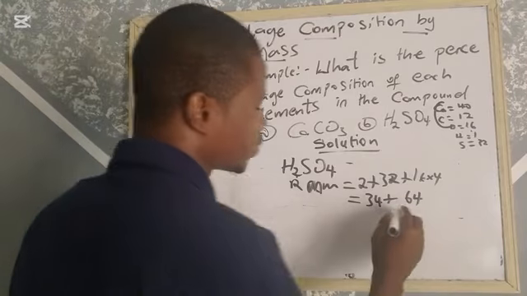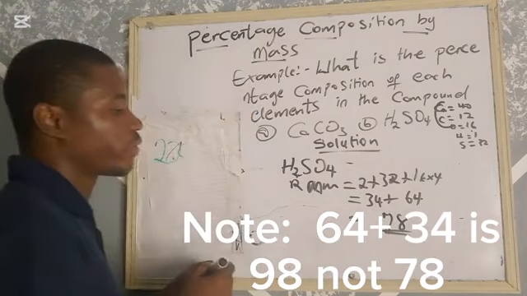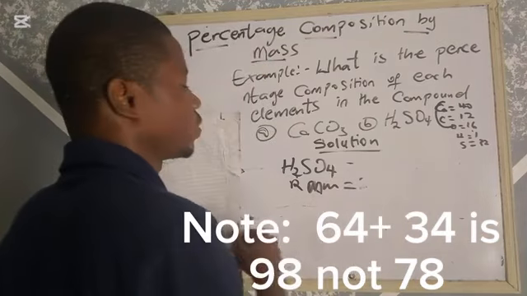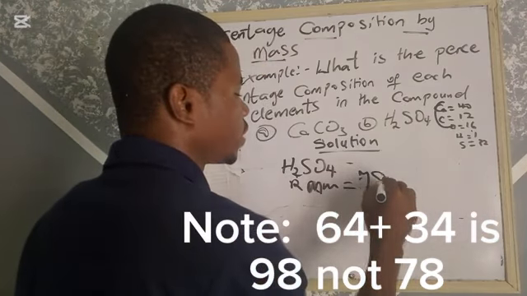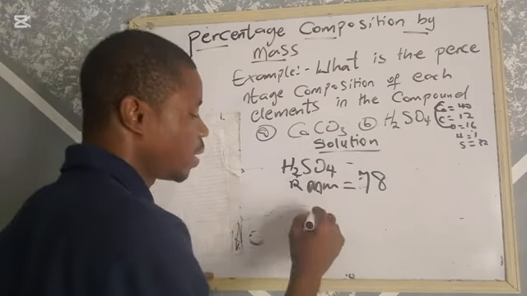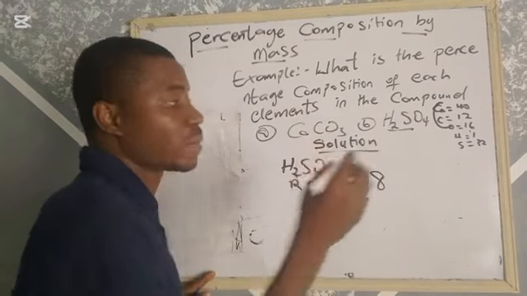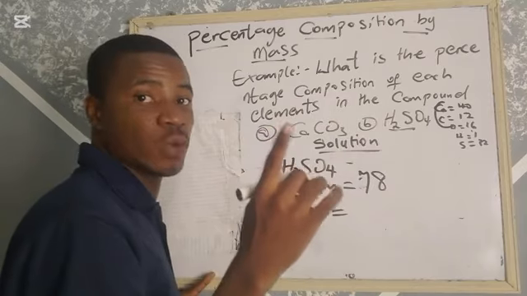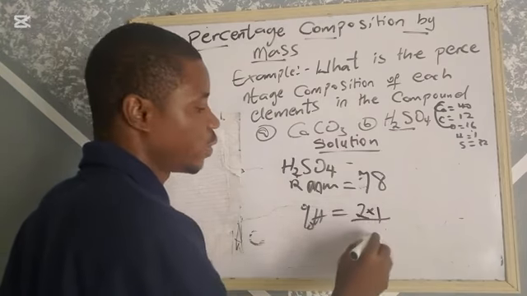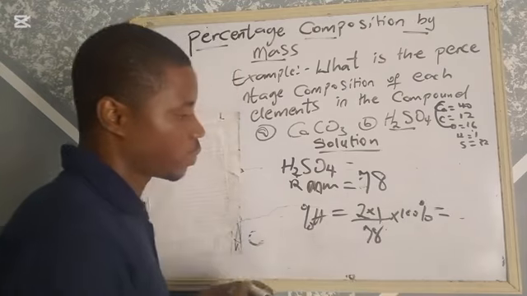So after 64, if you add this together, it gives us 78. So the RMM of H2SO4 is 78. I believe you are following me. Now the next thing, we'll find the percentage composition of hydrogen in this compound. Relative atomic mass of hydrogen is 1, but we have 2 atoms of hydrogen, so we have 2 times 1 over 78 times 100%.